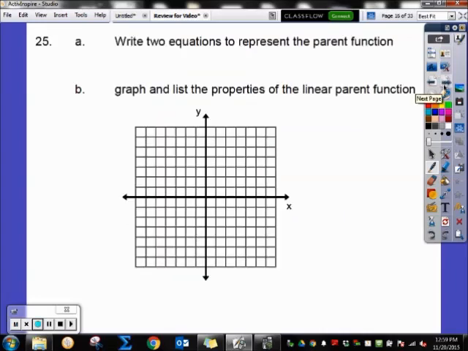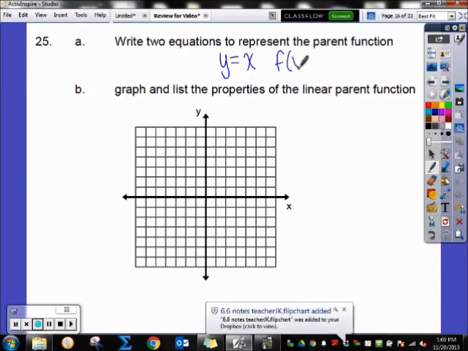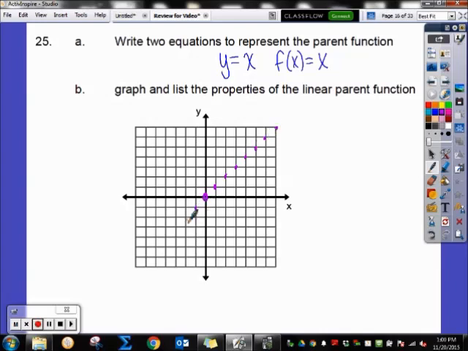And then 25, write two equations to represent the parent linear function. Well, parent linear function is y equals x. You can always write that in function notation, f of x equals x. And then we're going to graph and list all the properties of the parent linear function. Well, remember, the parent linear function goes through 0, and the slope is 1. So here is the parent linear function.